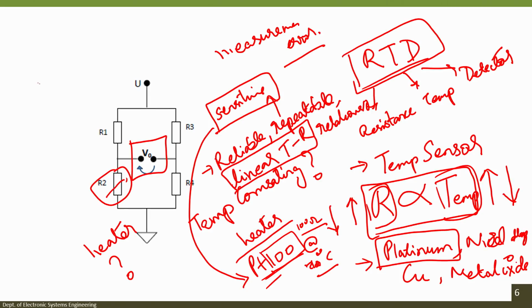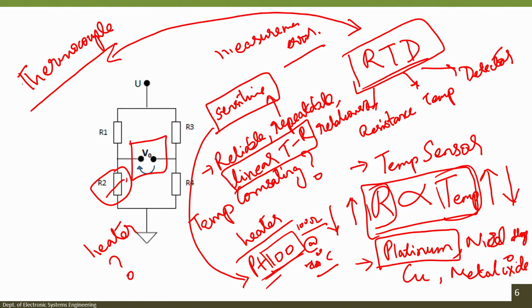I'm sure you've also heard about what is called a thermocouple. How different is a thermocouple from an RTD? You also should have heard about the word thermocouple, where the resistance again changes with temperature. So why not call platinum 100 a type of thermocouple? There is a difference between thermocouple and RTD sensors. So what is the difference between the two? Thermocouples are again temperature sensors. However, why they are not used in our circuit here is they are basically designed for high temperatures.